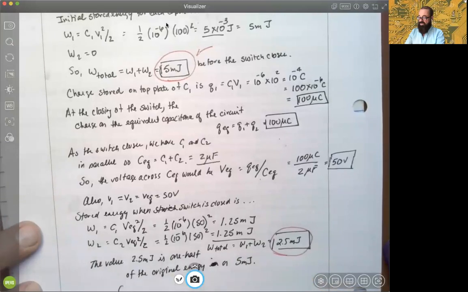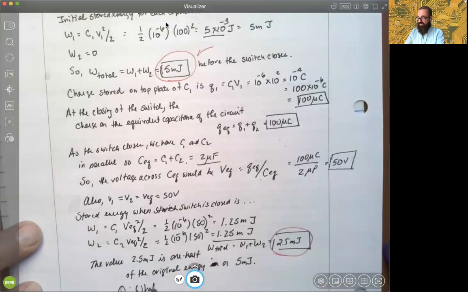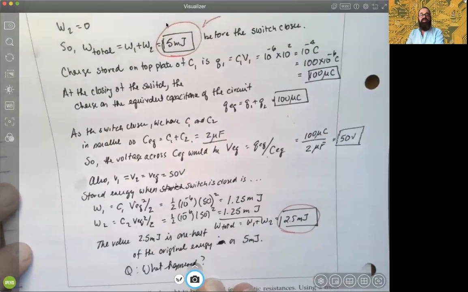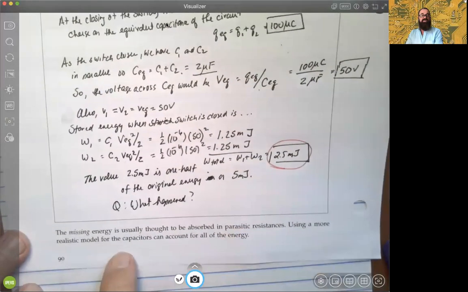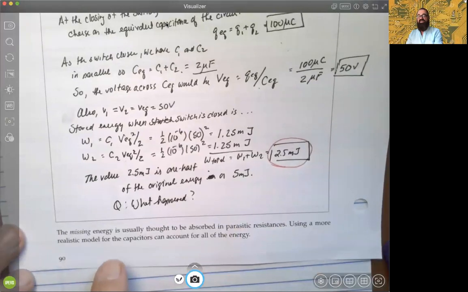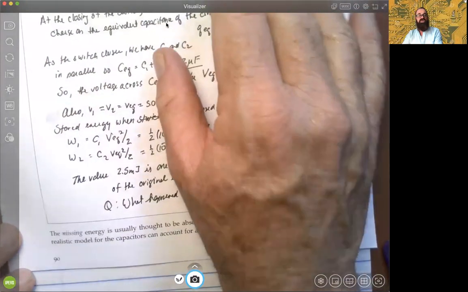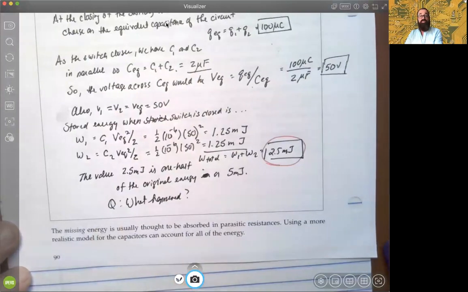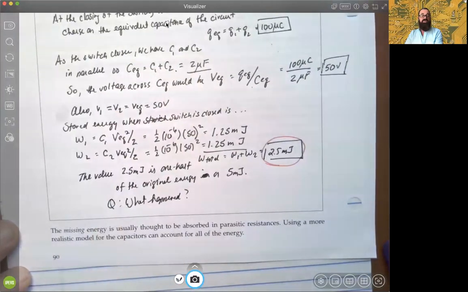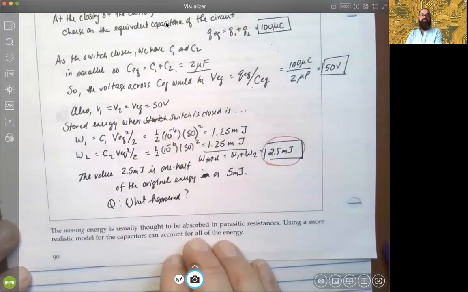So the natural question is, what happened? What happened to our law of conservation of energy? Okay, if we started with 5 millijoules, shouldn't we be finishing with 5 millijoules? I mean, what difference should it make in terms of the switch closing? Well, this is the parasitic effects. So it's interesting that the missing energy is usually thought to be absorbed by parasitic resistances. Using a more realistic model could account for all of this energy.